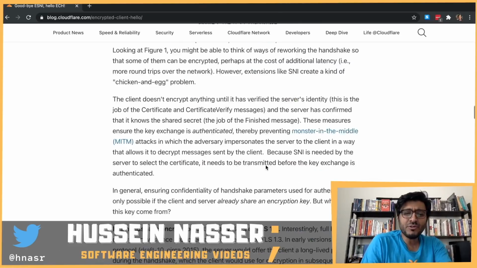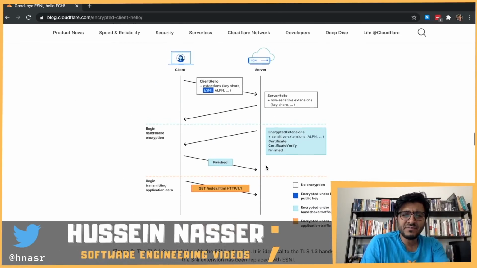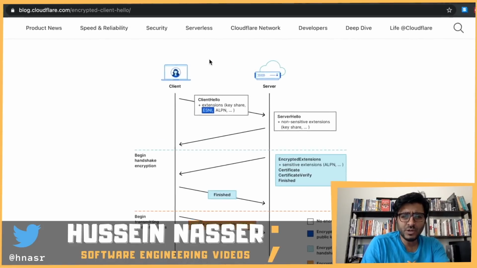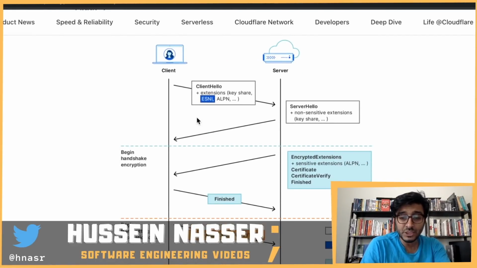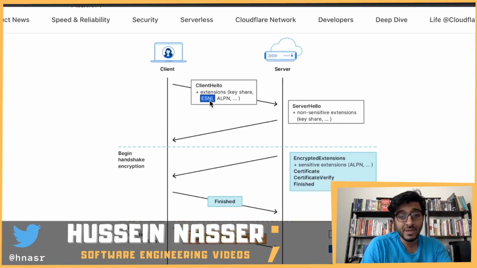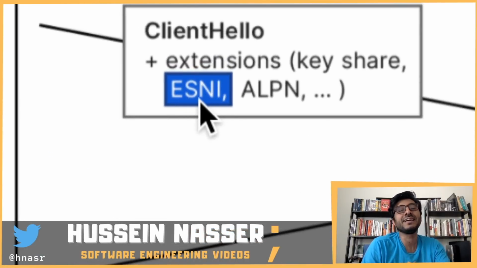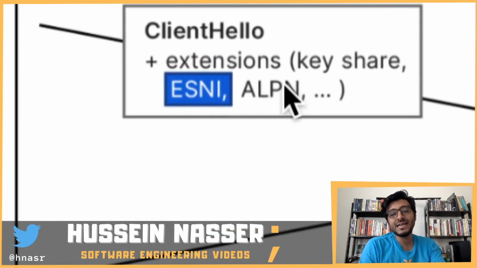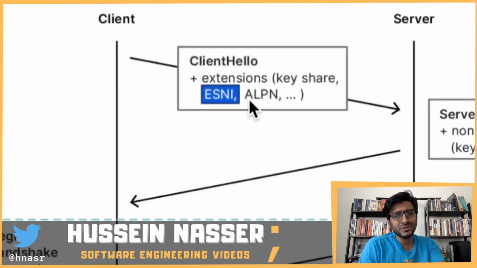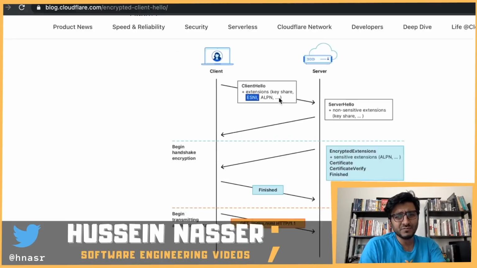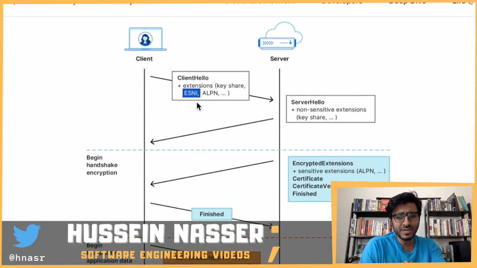Then let's go through the diagrams to save you some trouble. So here's what Cloudflare did initially with Apple. They said, okay, we're going to only encrypt the ESNI. So we're still leaking the ALPN. We're still leaking some other extensions. So attackers can know this stuff. So we're only encrypting this with the ESNI public key.